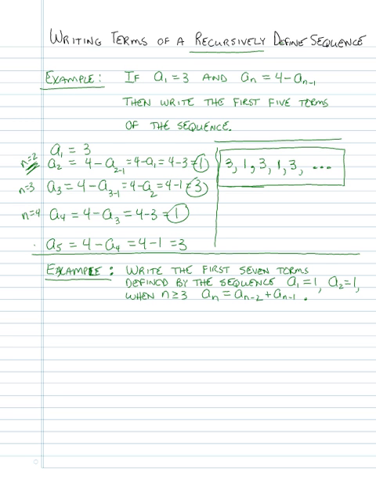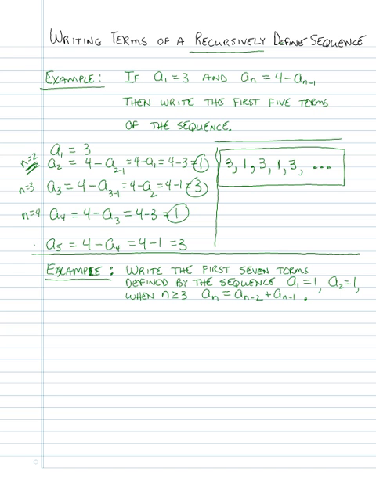Okay, here we see that the problem says, write the first 7 terms defined by the sequence where we're given the information that a sub 1 is equal to 1, and the second term, a sub 2, is also equal to 1. But for n values greater than or equal to 3, so for the third term, the fourth term, and so on, a sub n, the nth term, is calculated by taking a sub n minus 2 and adding to it a sub n minus 1.